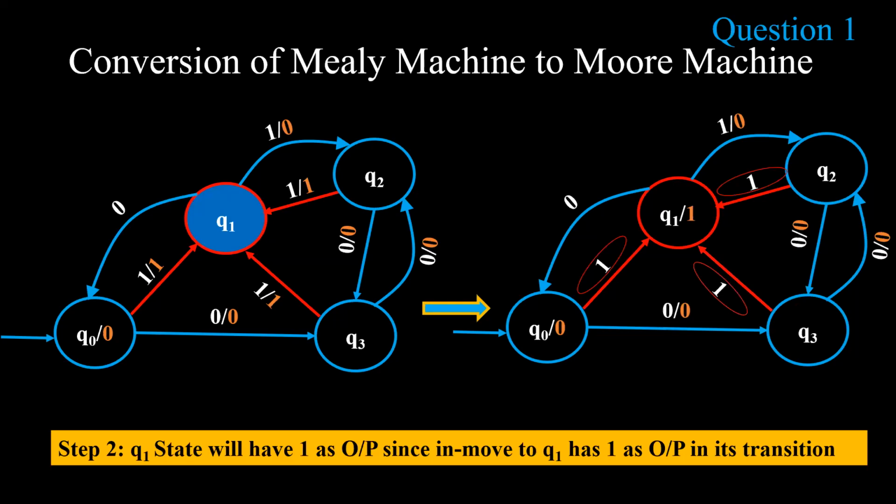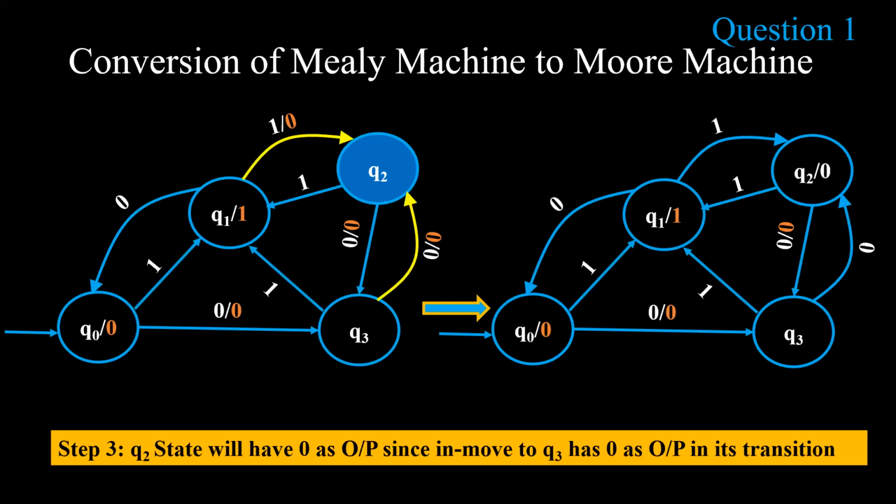Next we go to the Q2 state. Same, 2 in moves, one from Q1, another from Q3. Both have output 0. So what we will do is shift these 2 zeros to Q2, and these symbols will be converted into Moore.